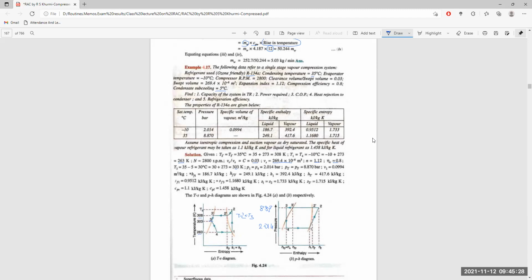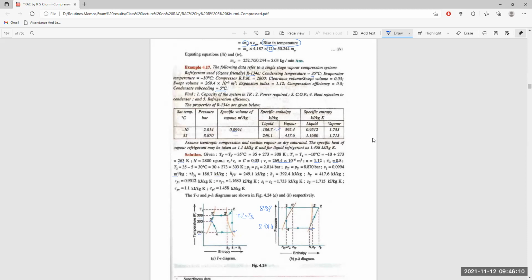Now, let's go. Now, V1, the volume at point 1, means at the entrance of the compressor, is given as 0.0994 cubic meter per kg. So the volume at the entrance of the compressor is also given here, and the enthalpy of the fluid at point 1, means at this point, the liquid enthalpy at the lower temperature itself, means at liquid state, enthalpy is given here.